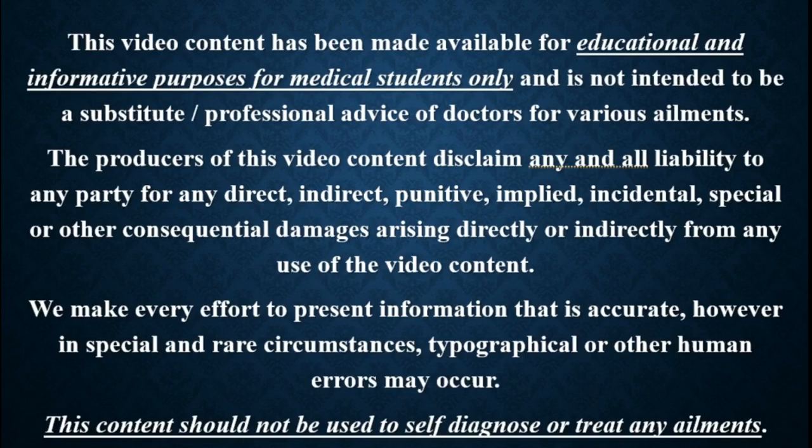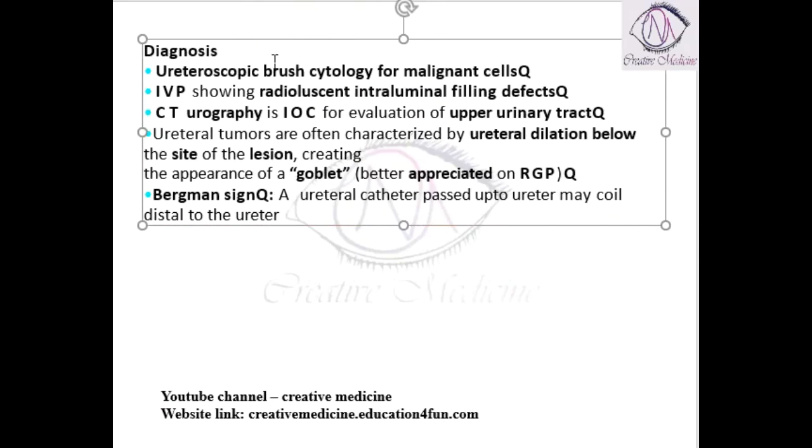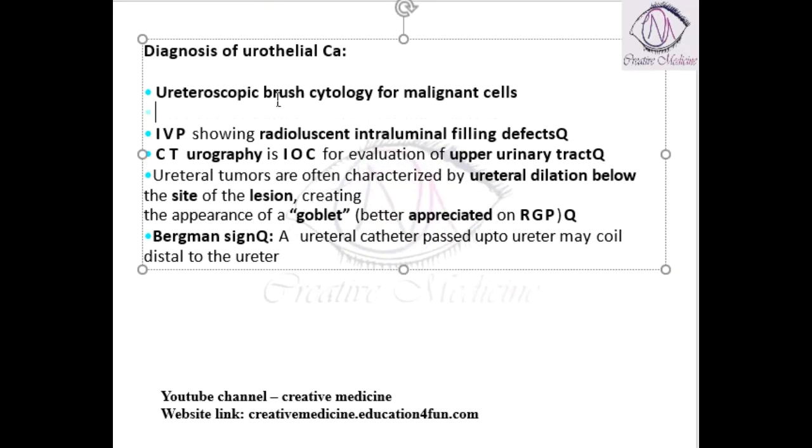In this lecture, we will learn about diagnosis of urothelial carcinoma. So, how do you diagnose the urothelial carcinoma? This urothelial carcinoma can be diagnosed by, first, you can do a ureteroscopic brush cytology. That is, you will introduce some type of instrument into the ureteroscope and you will obtain the cells, and when you look under the microscope, if you find that there are malignant cells, then you can diagnose it with that.